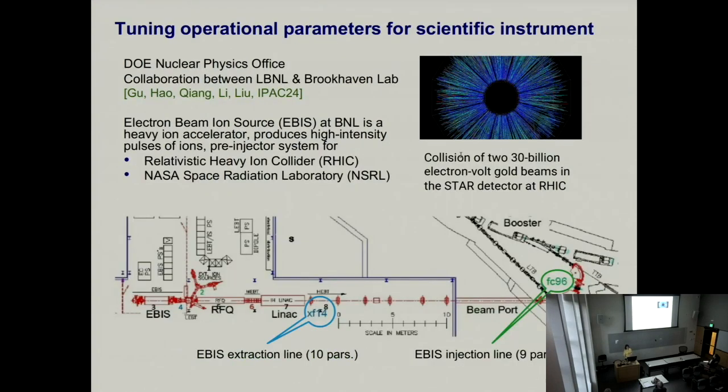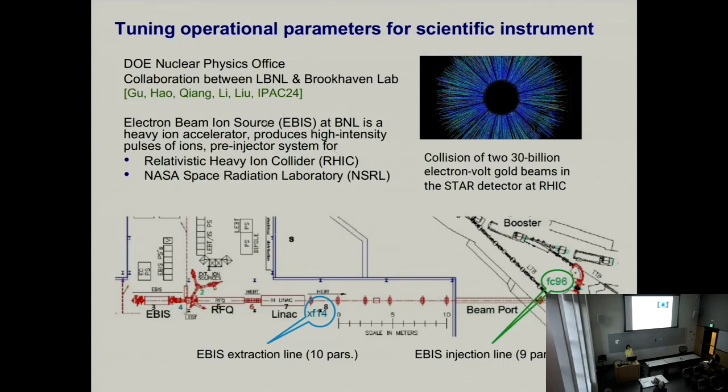So the last example I want to show is what we did recently. It's actually this, we can tune a scientific instrument. This is the accelerator built at Brookhaven National Lab. I'll explain the picture. So what is this machine? The accelerator machine came from the DOE Nuclear Physics Office. And it's a high energy, heavy ion accelerator.